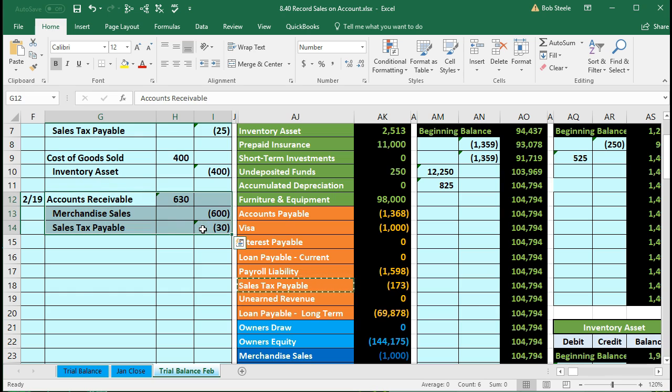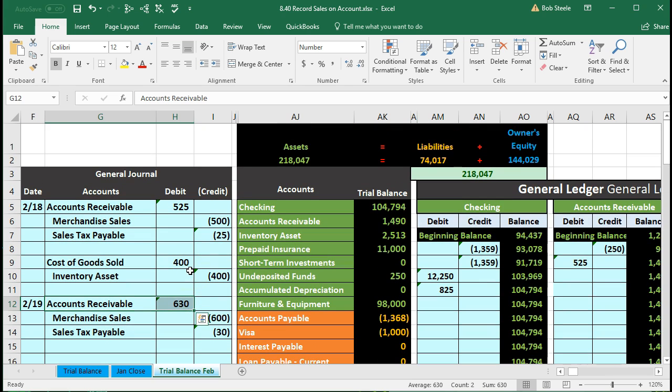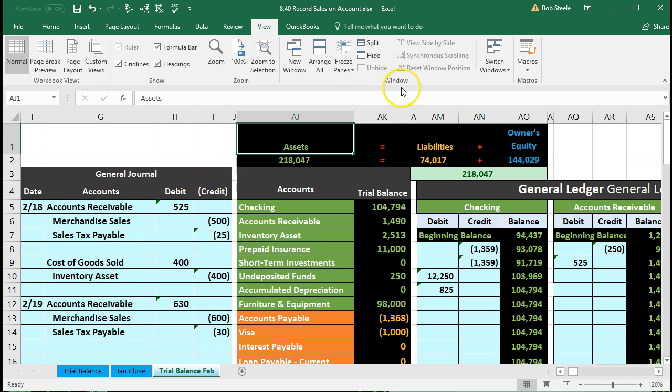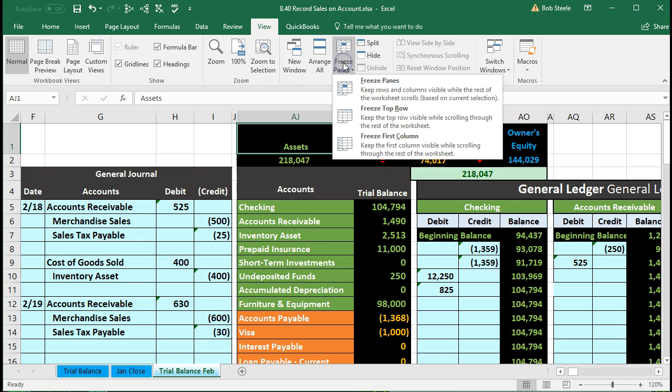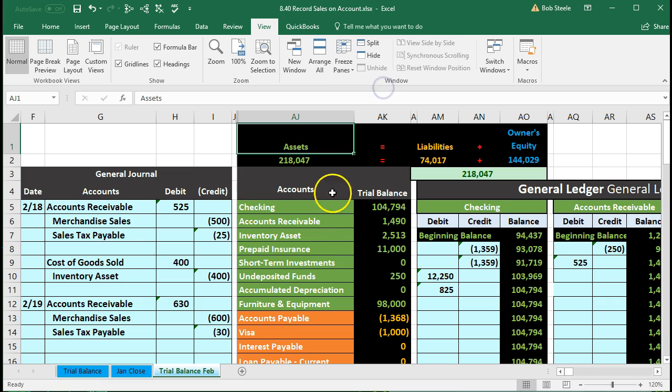We do have the inventory and the cost of goods sold, but we'll do that in a separate journal entry, even though it happens at the same time. We have these accounts receivable. Before we post that, let's freeze the panes if they're not frozen already. Freeze the panes lessens the pain. So we're going to go up to the View tab, Windows Group, freeze panes, and freeze the pane.